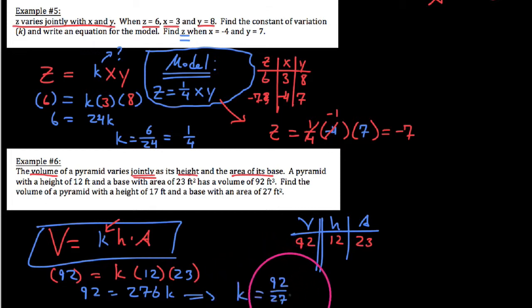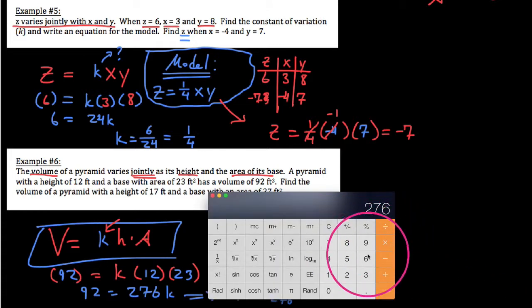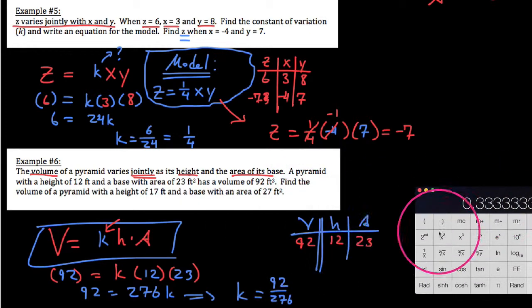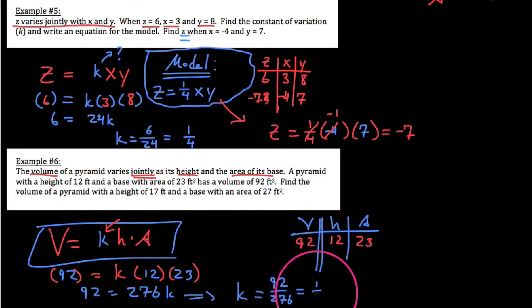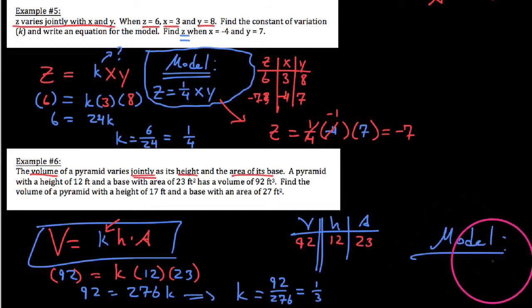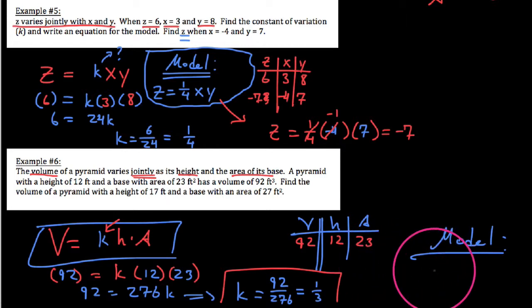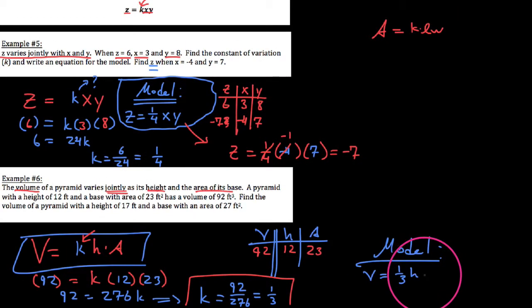It follows then that k is equal to 92 over 276. I think it's important to write that as a fraction first, as an exact value. But let's take 92 divided by 276 and see if we can find a reasonable decimal. It's a third, so I'm going to reduce that to a third. My model, which I'll write over here, is just going back and putting this in for k. This is our constant of variation. The volume is equal to a third times the height and the area.